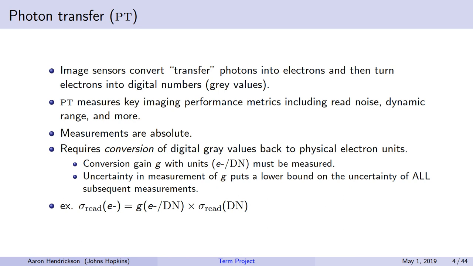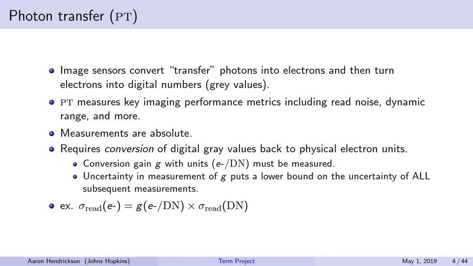The way we do this is we measure something called the sensor conversion gain. It's a constant that allows us to convert measurements in digital numbers (DN) back into units of electrons. The photon transfer method requires multiplying all of our measurements by this conversion gain constant, so it's really important that we measure it accurately. The reason is that any uncertainty or bias in this conversion gain measurement fundamentally limits the uncertainty of the method as a whole.